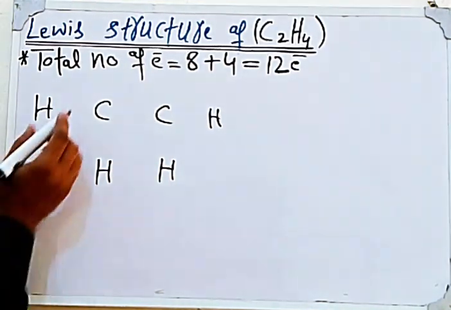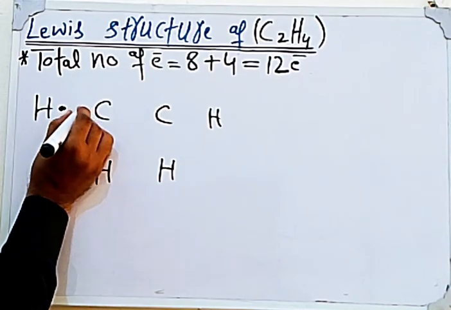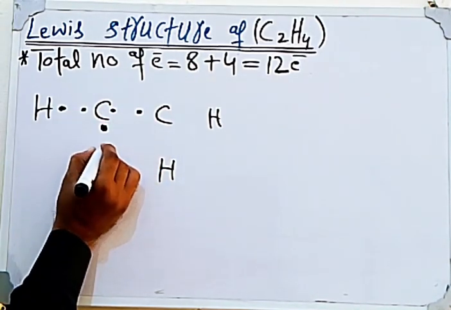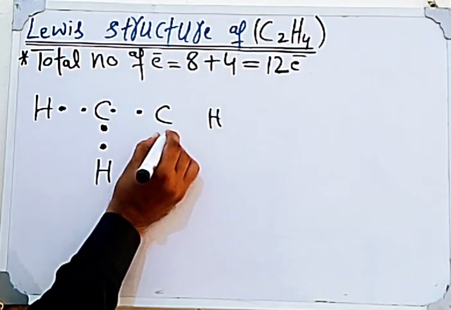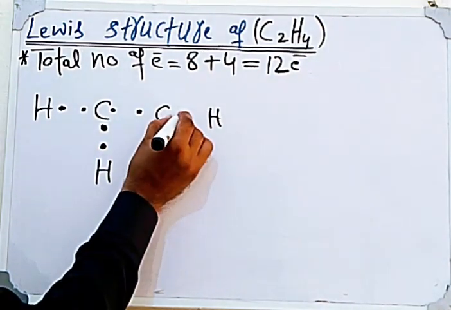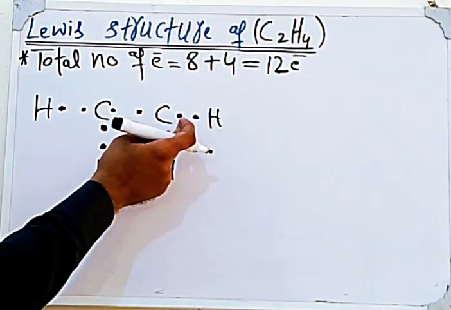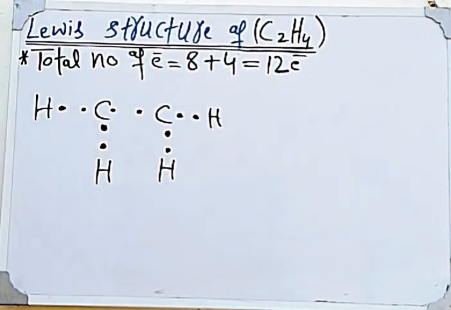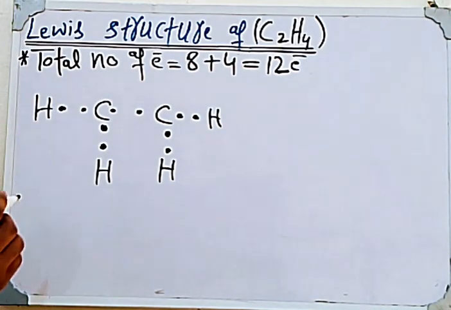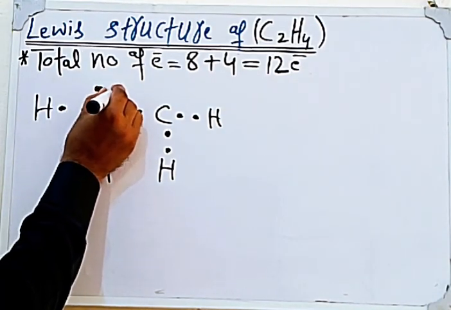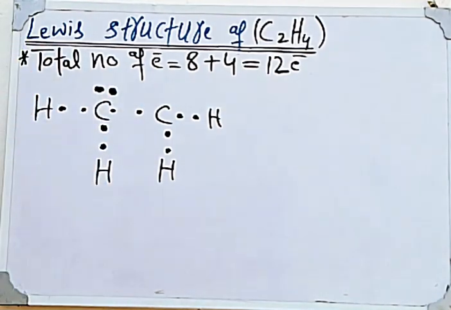students, we place a pair of electrons between two atoms, carbon-carbon and carbon-hydrogen, to represent a single covalent bond. So 2, 4, 6, 8, 10. Now, students, we have a pair of electrons left, and we place this pair of electrons on this carbon atom.